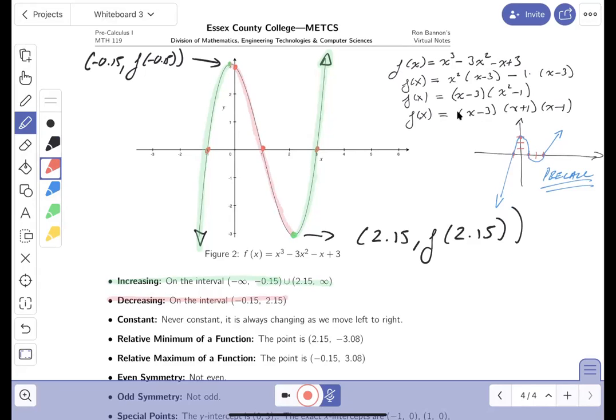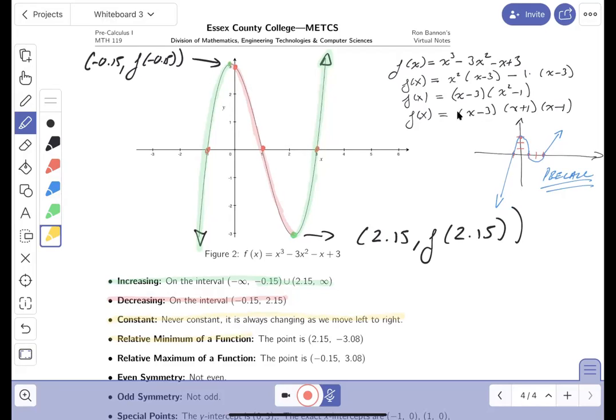Now, someone says, where'd those numbers come from? Don't worry about it. They've been given to you. Okay, let's keep going. Is it constant? Well, looking at it, it's constant nowhere. It's either always moving up or always moving down somewhere. Okay? Never constant.